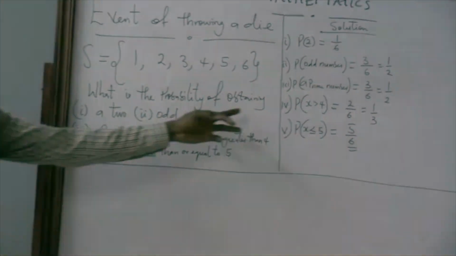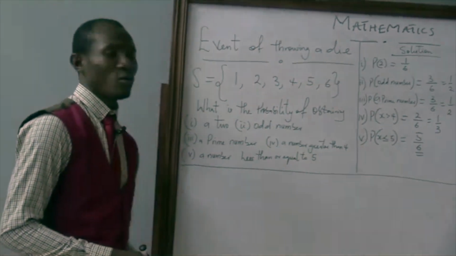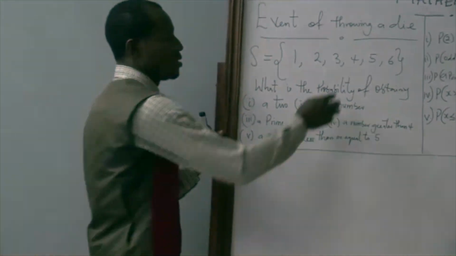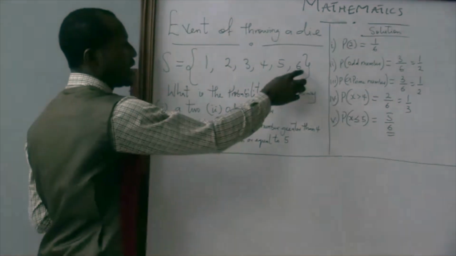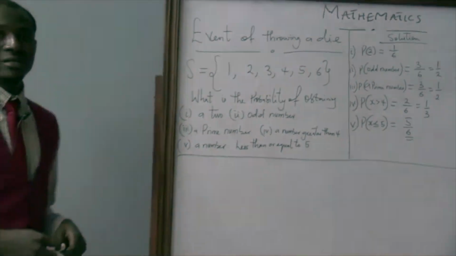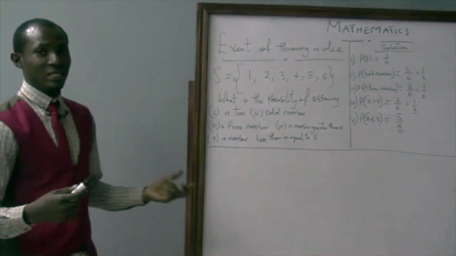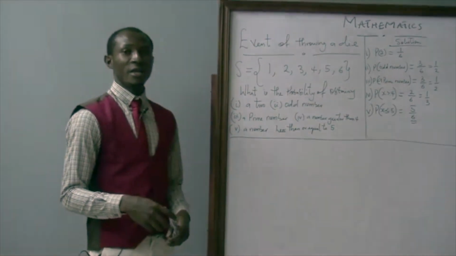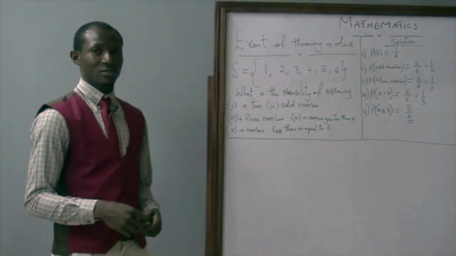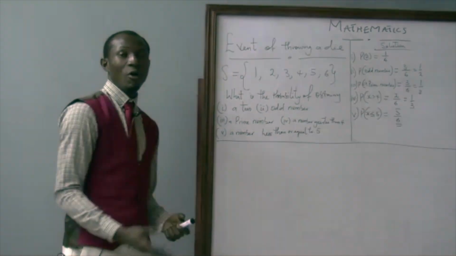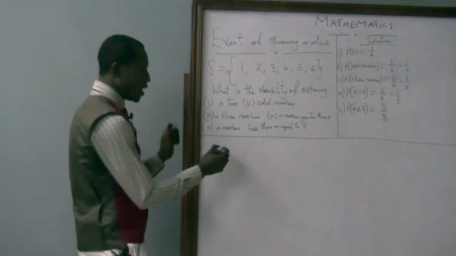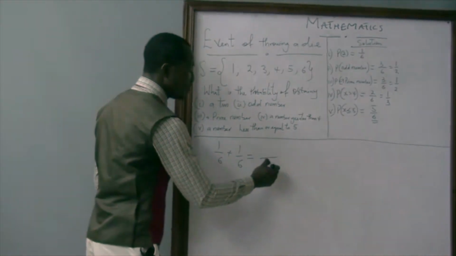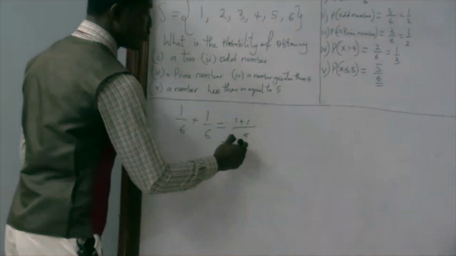Number 4. What's the probability of obtaining a number greater than 4? Either I obtain 5 or I obtain a 6, because those are the two numbers greater than 4. And don't forget we were talking about mutually exclusive events. Probability of obtaining a 5 or a 6 is going to be 1 over 6 plus 1 over 6, which gives 1 plus 1, 2 divided by 6.